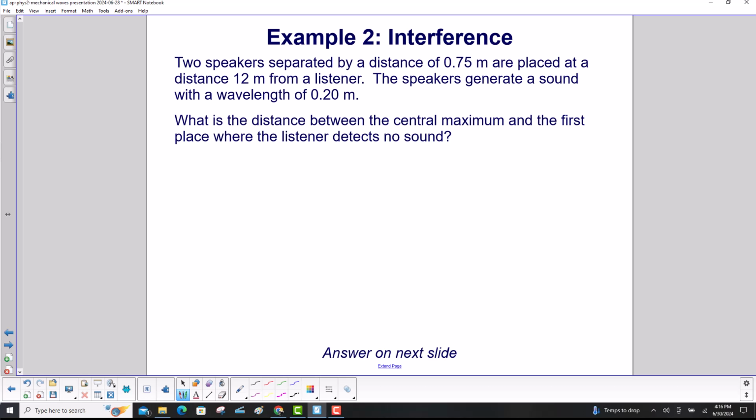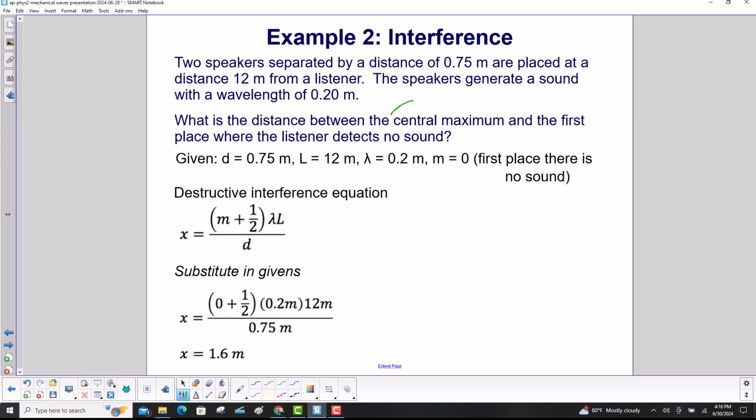Two speakers separated by a distance of 0.75 meters are placed at a distance 12 meters from a listener. The speakers generate a sound with a wavelength of 0.20 meters. What is the distance between the central maximum and the first place where the listener detects no sound?